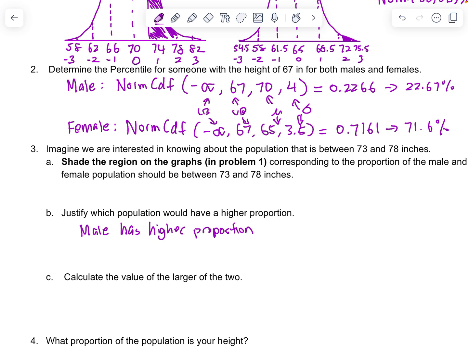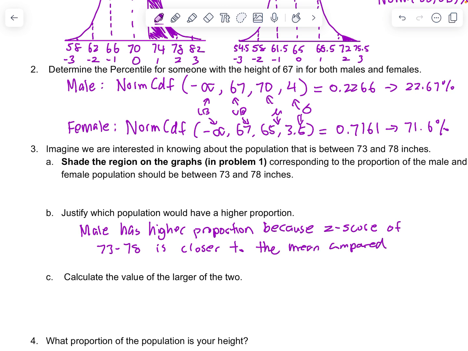because the z-score of 73 to 78 inches is closer to the mean compared to females, which is more apart. And then now we want to calculate the value of the larger of the two. So basically what we want to do is just calculate the value for the male and the female.